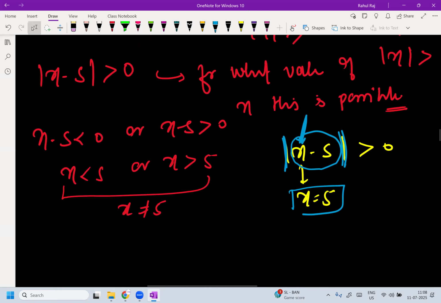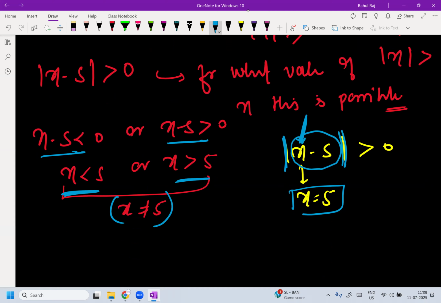If you are not understanding, use the logic, not formula, that logic. Solution of the equation: either x minus 5 is less than 0 or x minus 5 is greater than 0. That is x is less than 5 or x is greater than 5. It simply means x is not equal to 5, Shweta. Am I being right? Yes or no? Yes, yes.